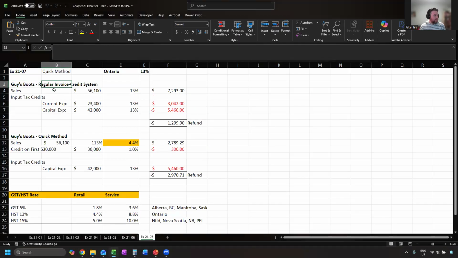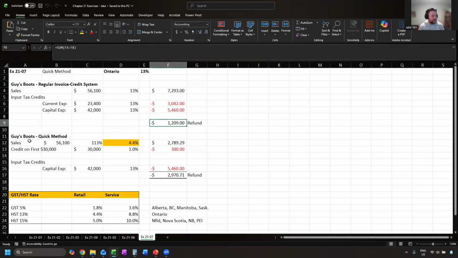Under the regular system, the regular invoice credit system that Canada uses, we would take the total sales times the Ontario rate of 13%. So we would collect $7,293 from our customers. Our current expenses were $23,400. 13% of that is an ITC of $3,042. And we also have to consider the capital expenditures of $42,000. So we also get an ITC of $5,460. So these amount to a little over $8,000. So we're going to have a refund. We have a refund of $1,209. So with our regular method, we're going to get some money back from the government.